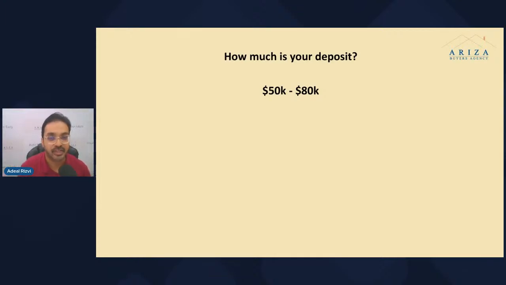Why specifically for Sydney and Melbourne people? Also, a lot of people are struggling with deposit. So anyone who's struggling with a low deposit, anywhere between $50,000 to $80,000, I think buying their first home may still be the best option for them, because essentially they can get potentially first home buyer grant, first home super saver scheme, and all those schemes which are out there. Again, you have to speak to a mortgage broker to understand which scheme you are eligible for.